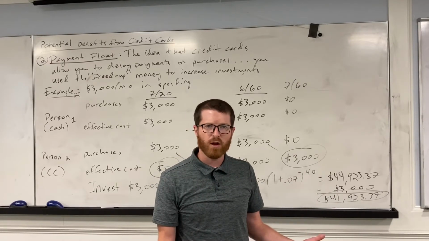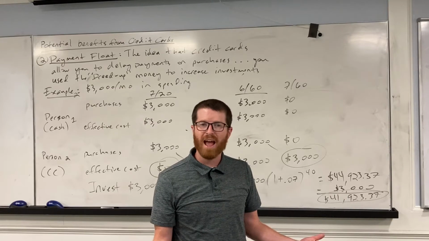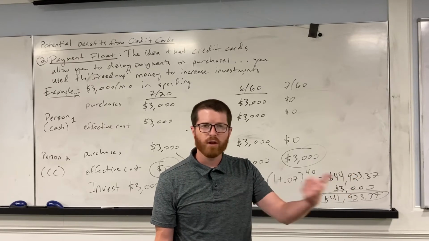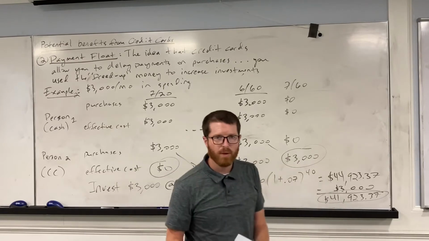So when you get your first credit card, that first month, you're going to have extra money in your account because you're not actually paying for things. Take the extra, throw it into the stock market, throw it into a Roth IRA, and see what you generate in the long run. That's the payment flow.